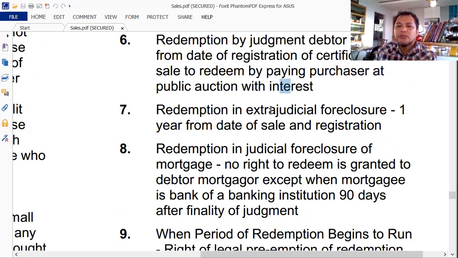Legal redemption also applies in extrajudicial foreclosure. So this happens outside the court. The foreclosure is made probably by a bank, because the debtor has not paid his loan, and now the real estate mortgage is foreclosed. So the security, which is a real estate property, is now being sold. So the owner of the property, meaning the mortgagor, has 1 year from the date of sale and registration to redeem his property.